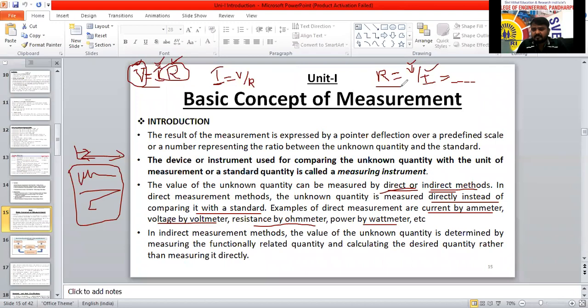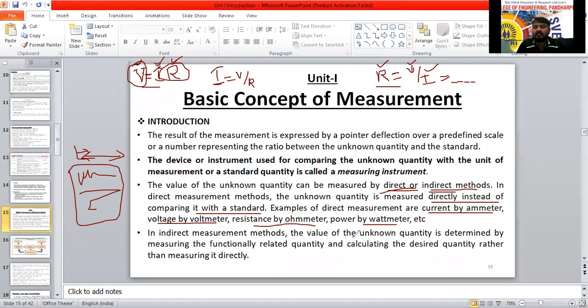Then our required quantity is obtained. That is called the indirect method. That one only I am conveying to you here now. If I want to measure resistance and I use an ohm meter directly, that is called a direct method. Instead of an ohm meter, I am using a voltmeter and ammeter, measuring voltage and current and calculating the resistance value. That is called the indirect method.